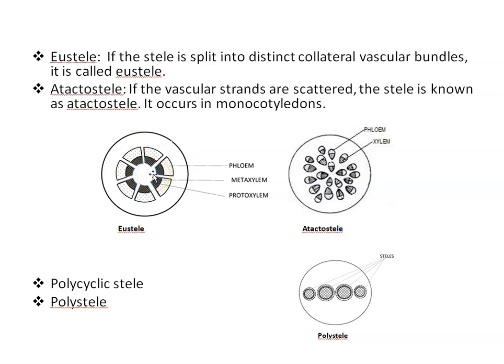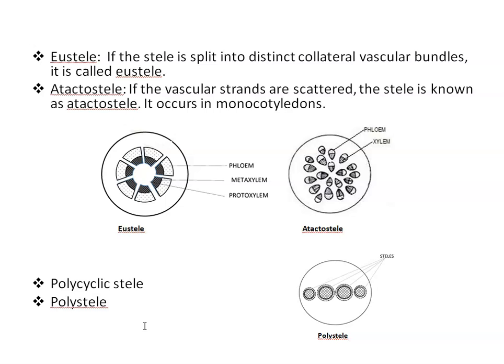This is pith. So another type of the stele is atactostele. In atactostele, the vascular bundles are scattered and it occurs in monocotyledons only. We can see here scattered vascular strands, vascular bundles. This stele is atactostele. Then polycyclic stele, another type of the stele. When the vascular tissue is present in the form of two or more concentric rings, such stele is called polycyclic stele.